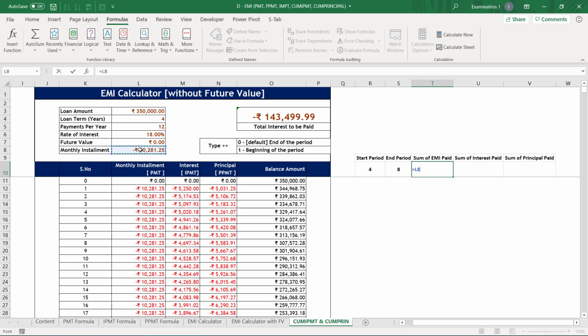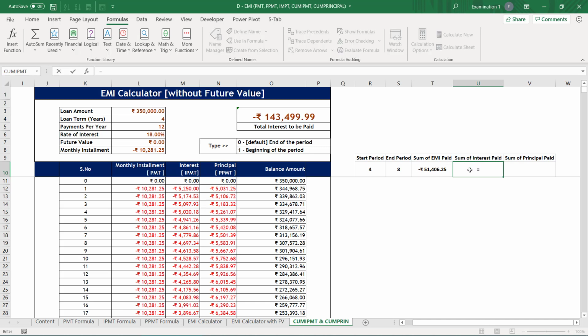EMI multiplied by how many months we have, 8 minus 4 plus 1. Why plus 1? Because 8 minus 4 is 4, and since you have to include this 4, I have to add 1, and that is what this one represents. So between period 4 to 8, you are going to pay to the bank how much? 51,406 rupees. And now I'm going to ask how much of it will go to the bank as interest.